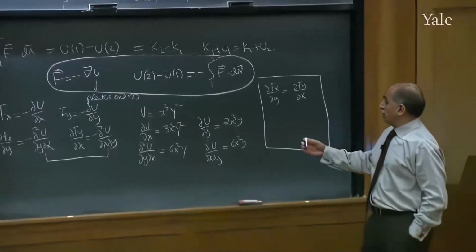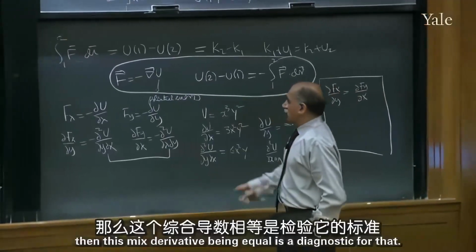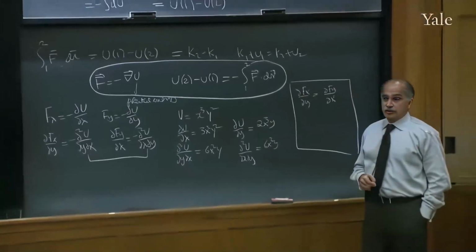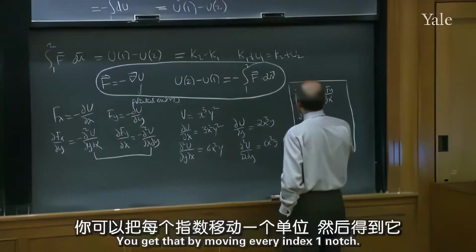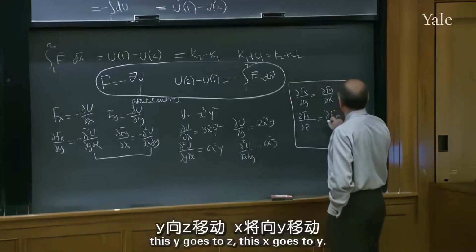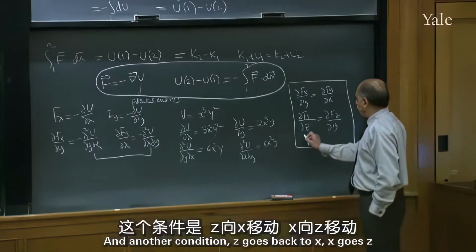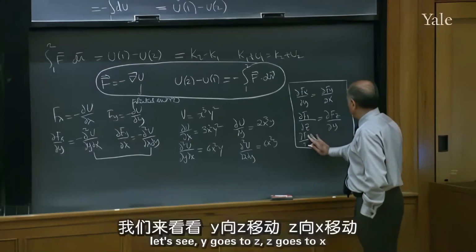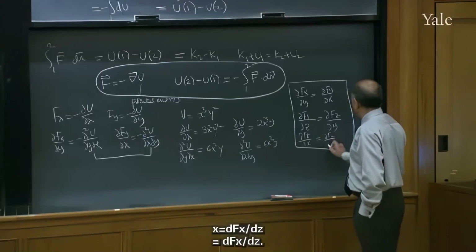And it comes from the fact that if F is the derivative of some function u, then these mixed derivatives being equal is a diagnostic for that. In 3 dimensions, there are 2 more equations. We're not going to use them, but I'll just mention what they are. You get that by moving every index one notch: x goes to y, y goes to z. That's one more condition. And another condition, z goes back to x, and so on.